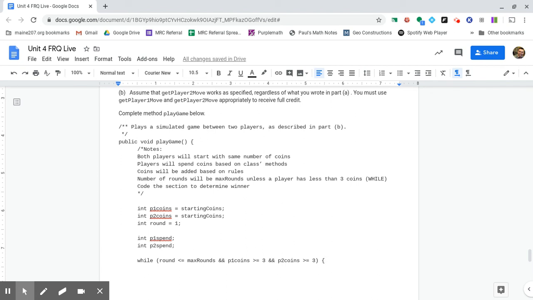So now let's think about this. I want to start playing the game, right? Before I do anything, I need to figure out what P1 and P2 are going to spend each round, okay? So P1 spend is going to be equal to get player 1 move.